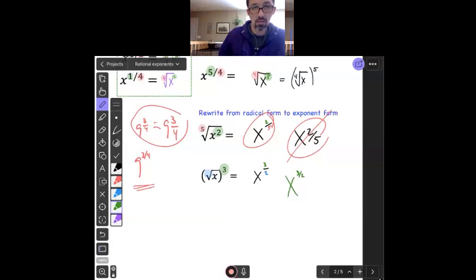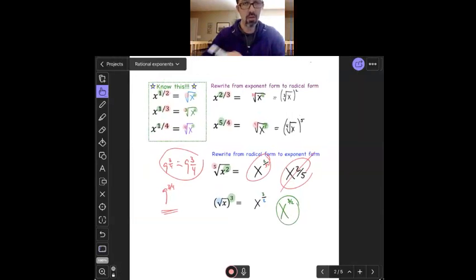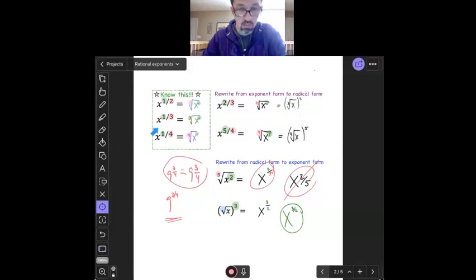Write it so it's clear. This is clearer to me than this is. And the other one. This is a really important page, as far as just getting this down, being able to move between the 2 forms fluidly. It's going to be really important for what we're going to do next. And then again, you guys have these things. It's going to be vocab. You just need to know those.